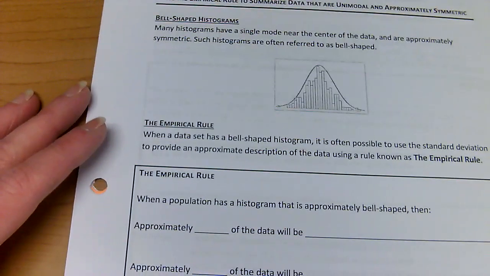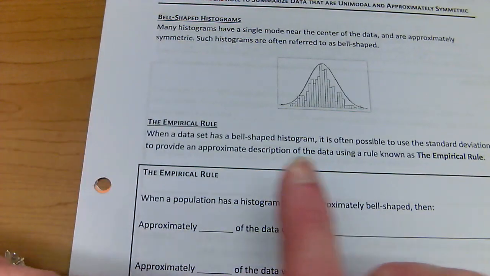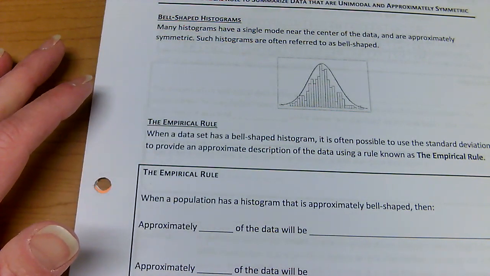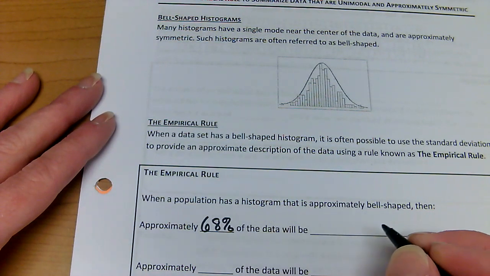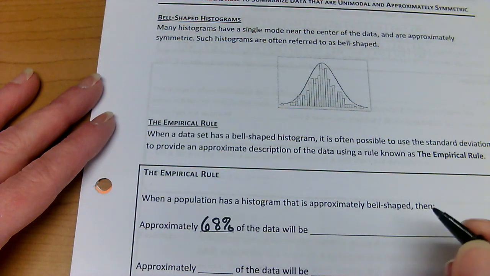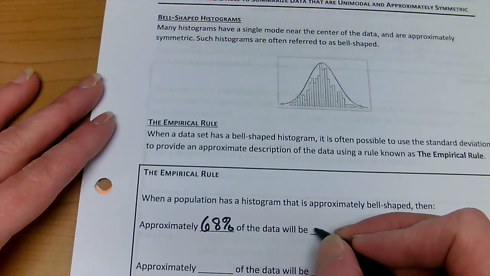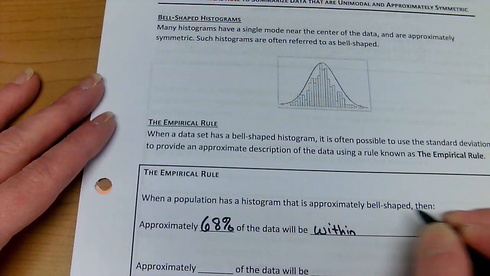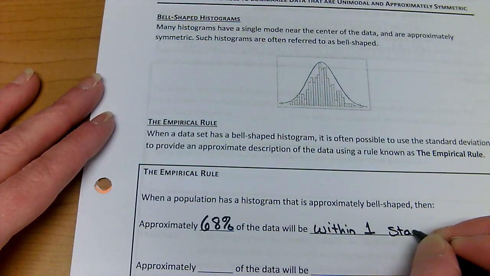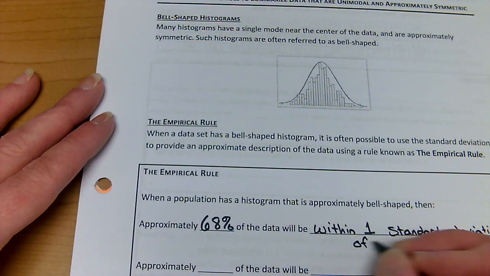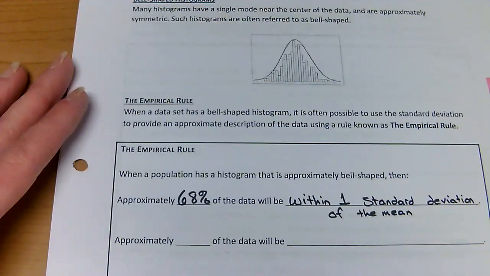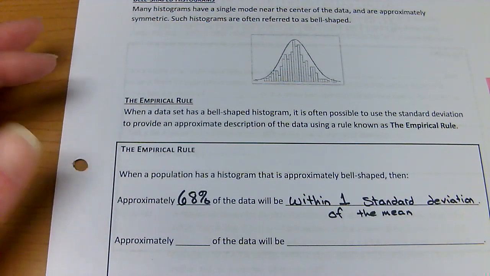When we have this bell curve, approximately 68% of the data will be within one standard deviation of the mean. That's a lot of the data. That's over half is within one standard deviation away, added and subtracted.